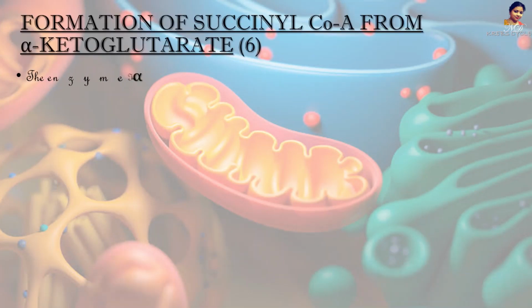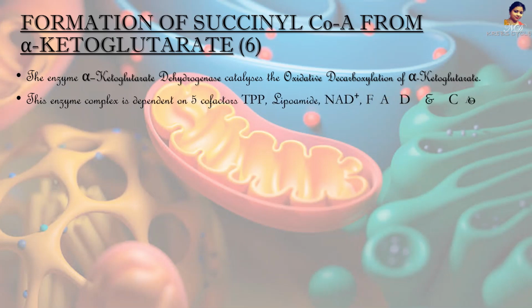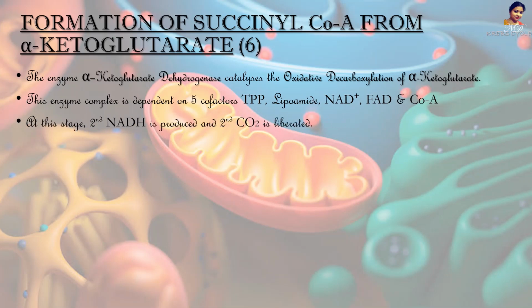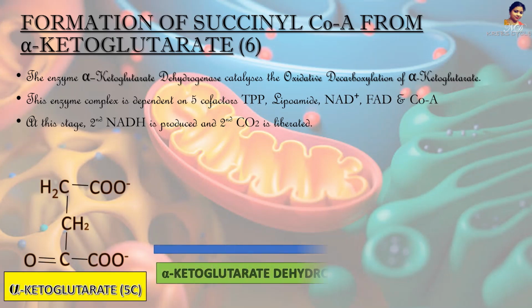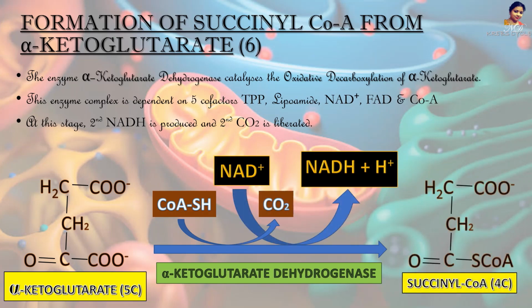The next reaction is catalyzed by the enzyme alpha ketoglutarate dehydrogenase. This enzyme catalyzes the oxidative decarboxylation of alpha ketoglutarate. It is dependent on 5 cofactors, namely TPP, lipoamide, NAD+, FAD, and coenzyme A. At this stage, the second NADH is produced by removing 2 more electrons and a second carbon dioxide molecule is liberated. So, see, by alpha ketoglutarate dehydrogenase, the second NADH is produced and succinyl coenzyme A is formed.